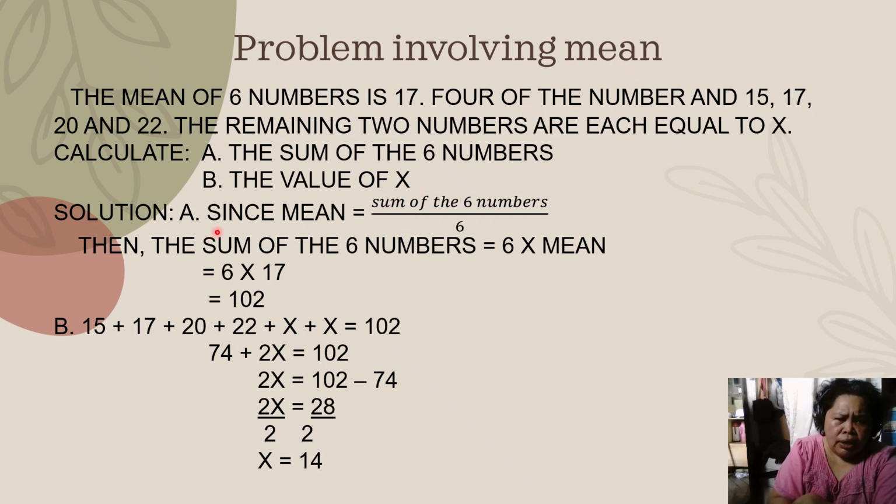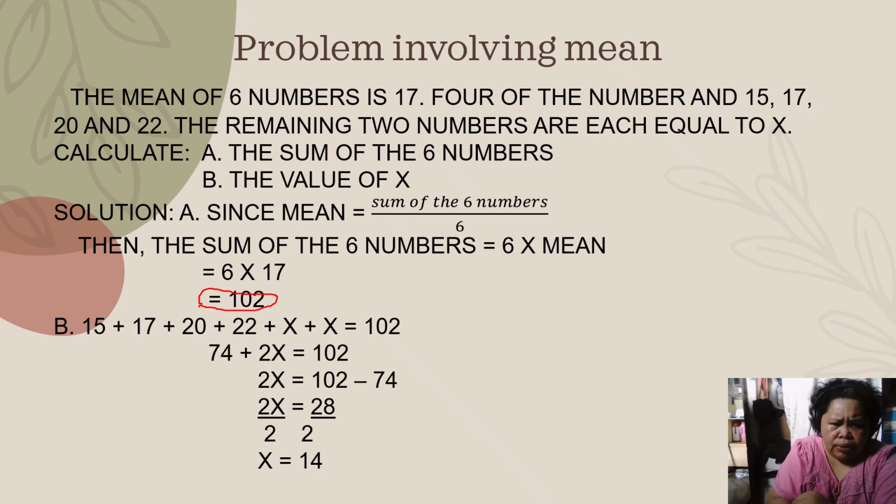Solution for A: since the mean is equal to the sum of the six numbers divided by 6, the sum of the six numbers is equal to 6 times the mean. So 6 times 17 is 102. This is our answer for letter A. Now for letter B, the value of x: 15 plus 17 plus 20 plus 22 plus 2x. We have 2x here, so 74 plus 2x equals 102.